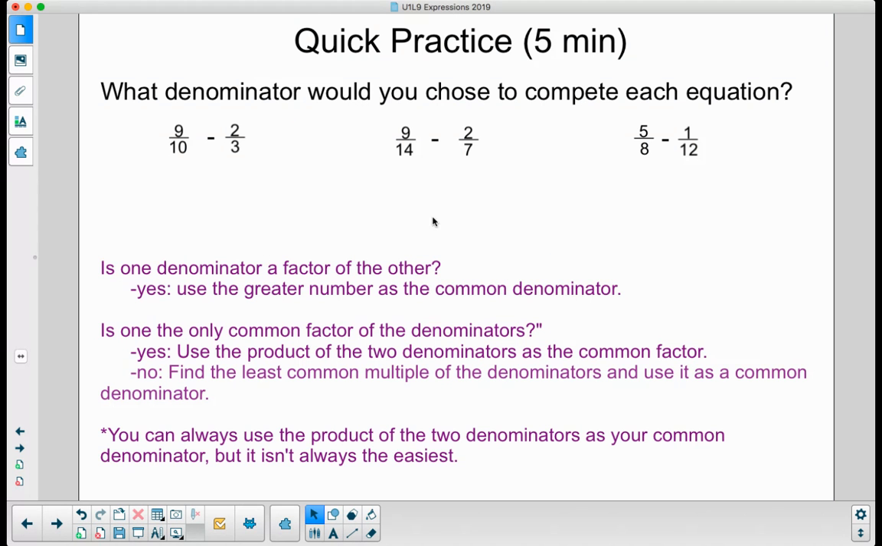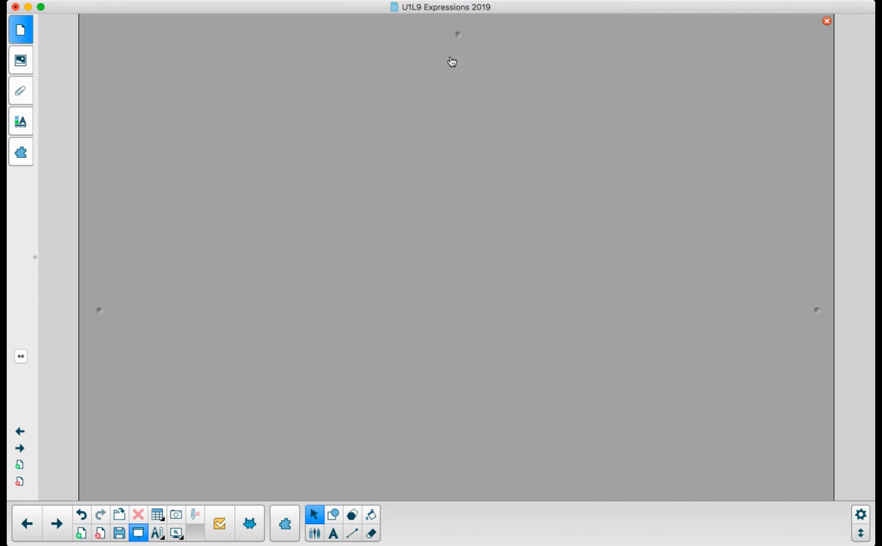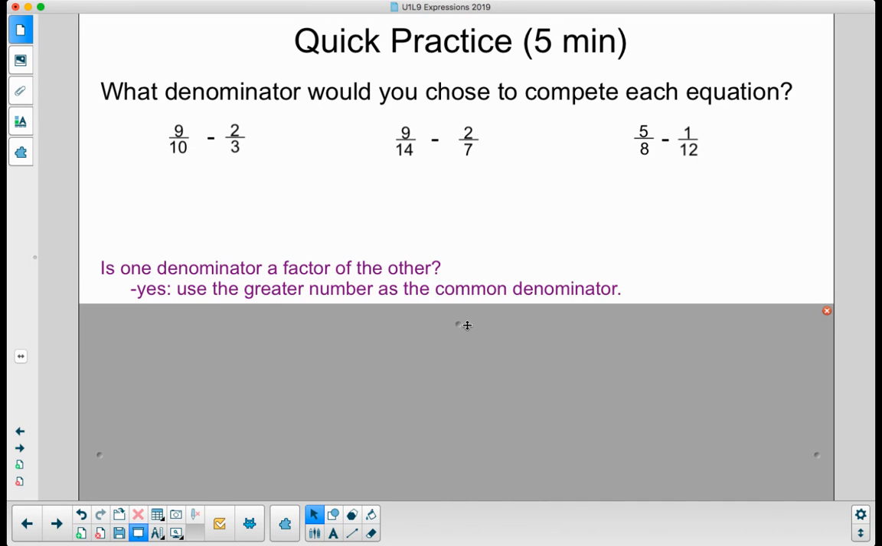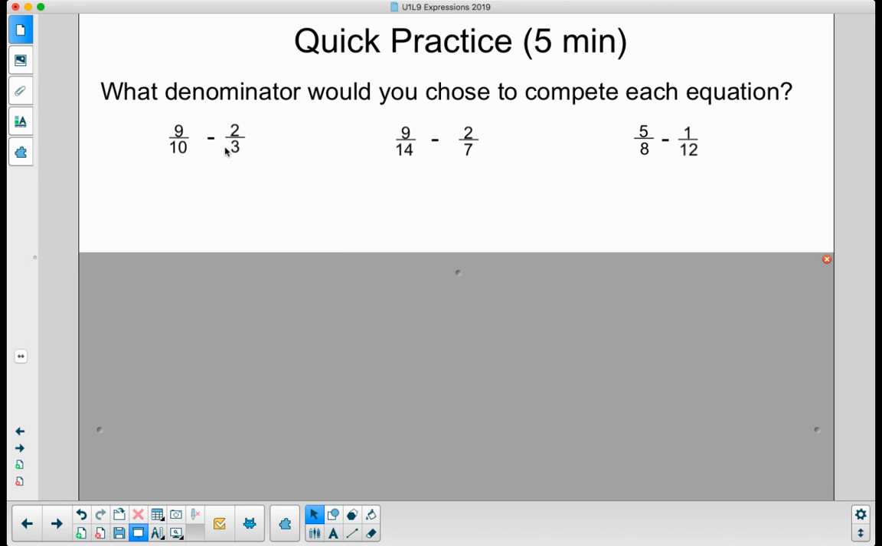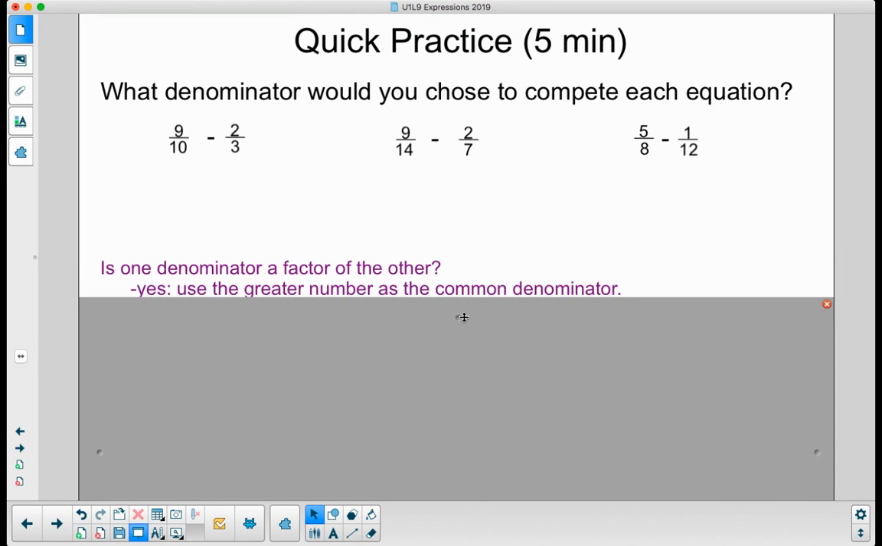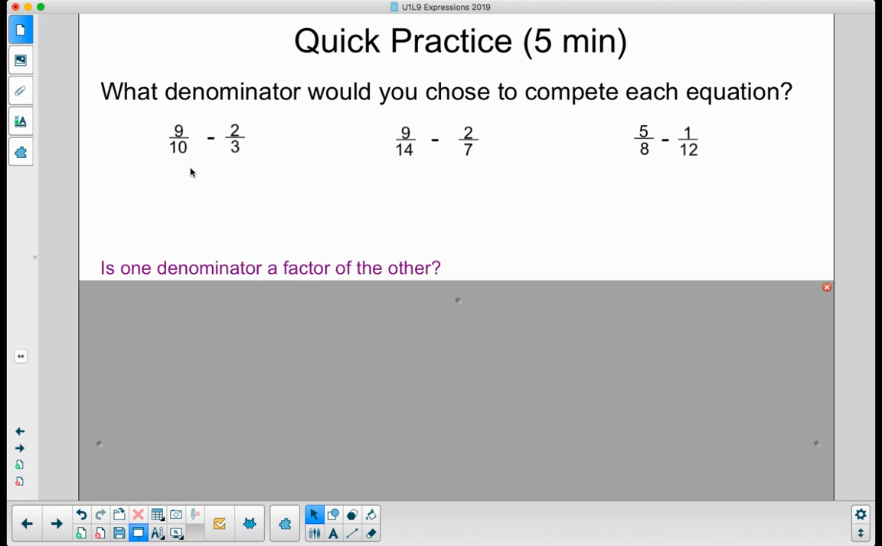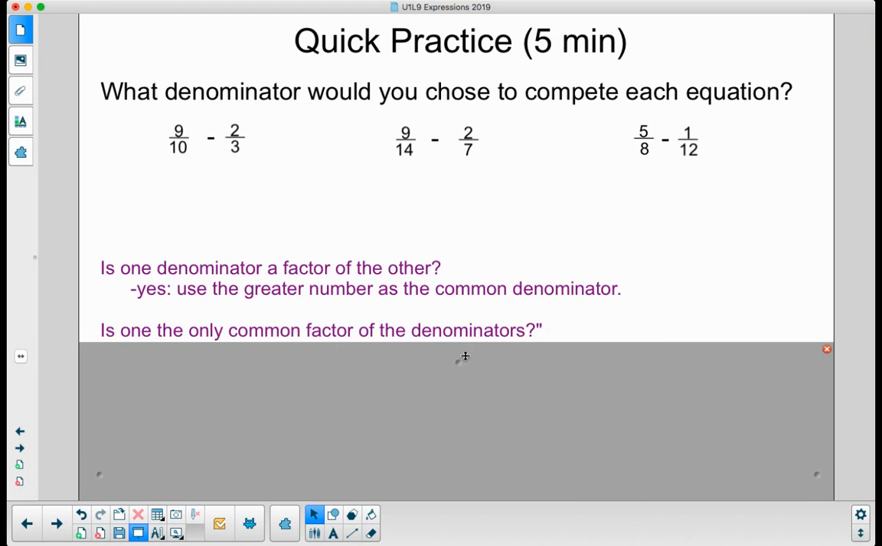All right. First of all, I want to review probably one of the toughest skills for people, getting a common denominator. Let me do this in an efficient way. If I have to subtract these fractions, 2/3 from 9/10, I need a common denominator. So how do I decide what I should use? The first thing I say is, is one denominator a factor of the other? Is 3 a factor of 10? No, nothing multiplied by 3 is 10. So I've got to move on to my next question.